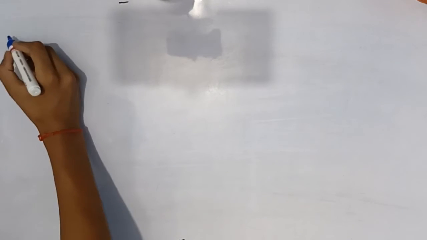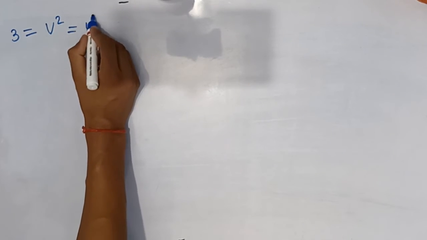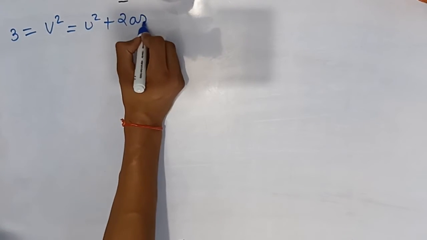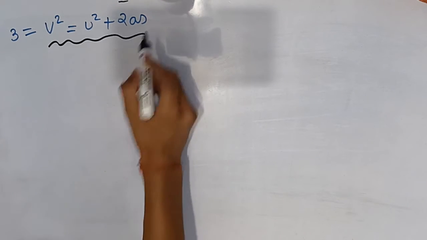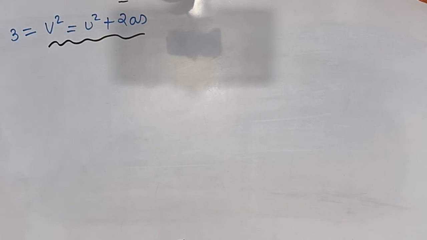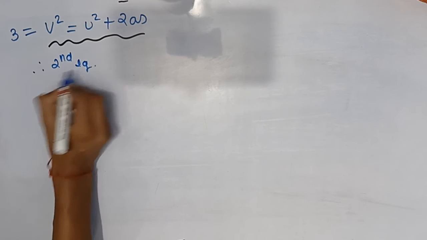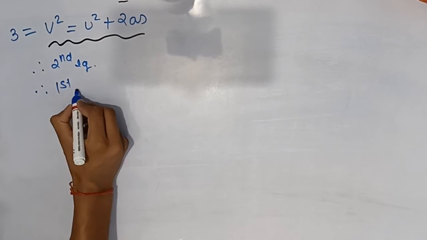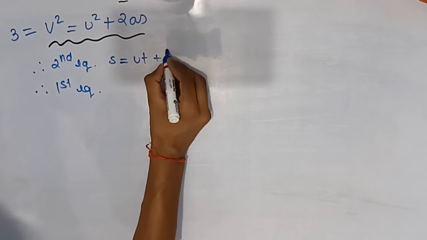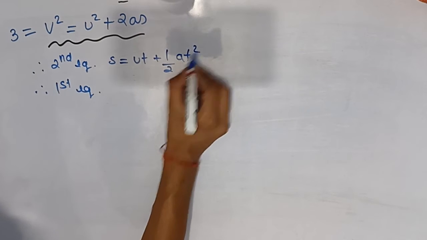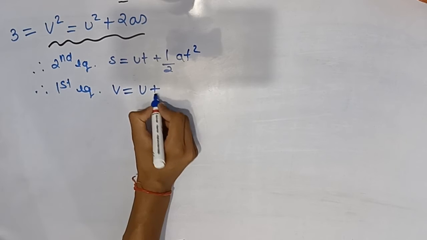Our third equation of motion is v² = u² + 2as. See how we will derive it. For the derivation of the third equation of motion, we need the second equation of motion and also the first equation of motion. The second equation of motion is s = ut + 1/2 at², and the first equation of motion is v = u + at.